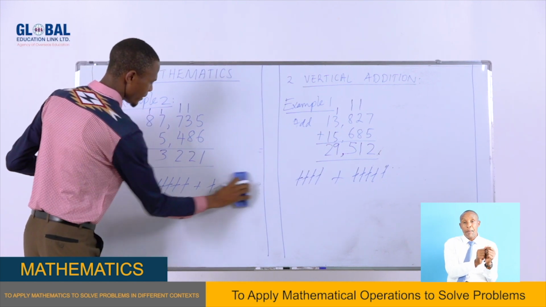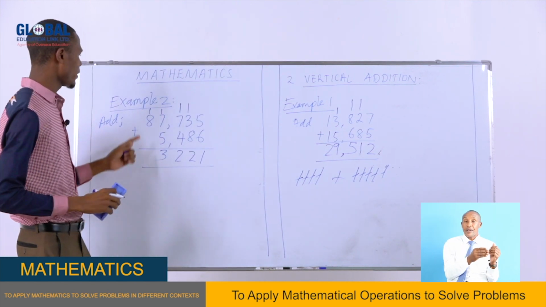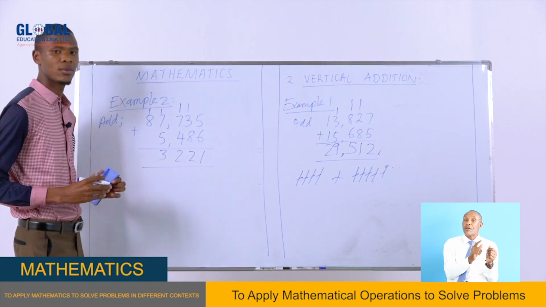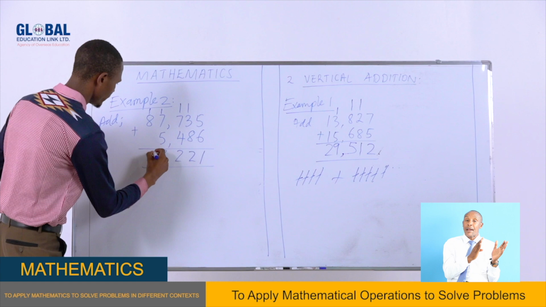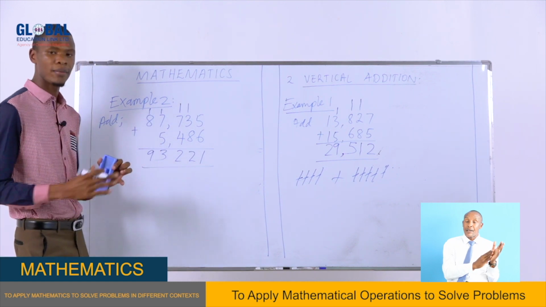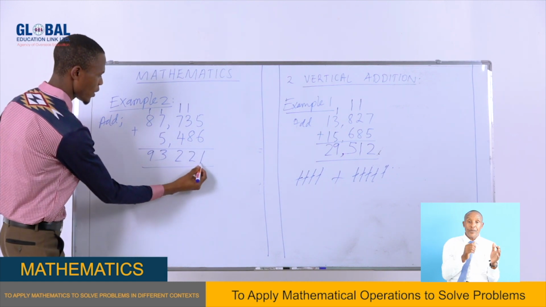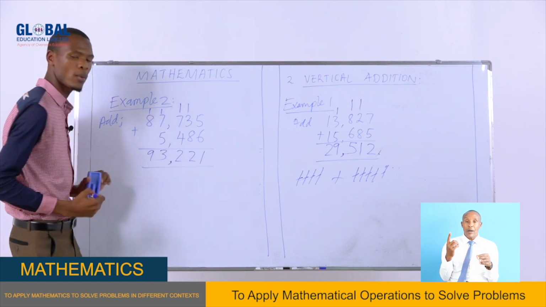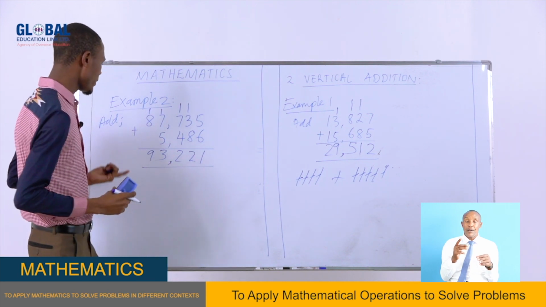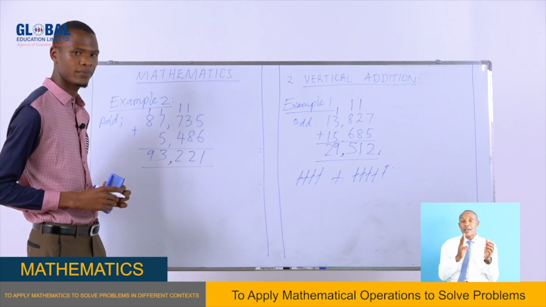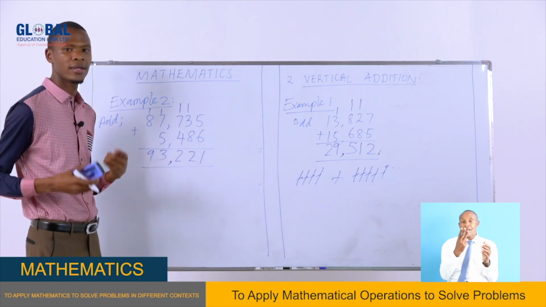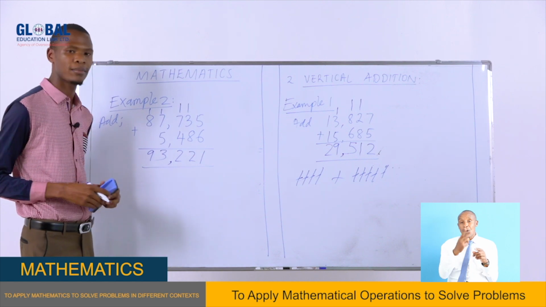And lastly, in the place of 10,000s, we have 1 plus 8. What is the sum of 1 and 8? Yes, it is 9. So, remember to separate this. 1, 2, 3, and then put in comma. Therefore, our answer is 93,221.